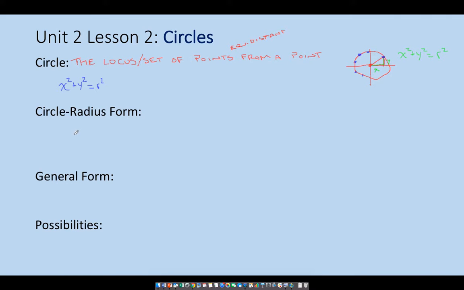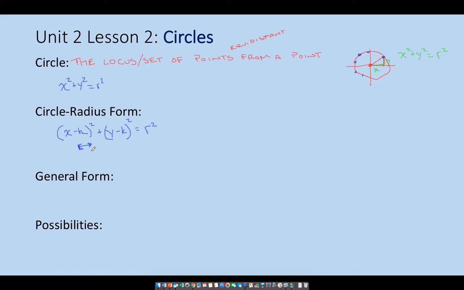Well, of course, we don't have all circles with a center at the origin. Sometimes it moves around. And so how are we going to shift it? Well, the circle radius form is how we do that. And so I'll say (x minus h) squared plus (y minus k) squared equals r squared. So the h and the k are what shift it. Here, the h value essentially moves it to the left and to the right.